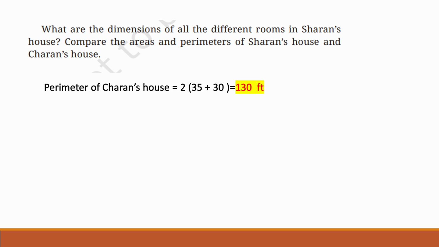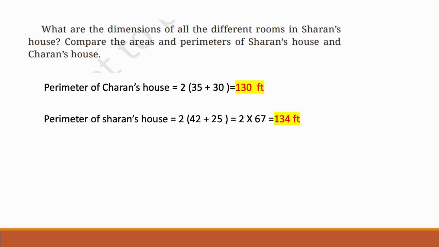Okay, perimeter of Charan's house is 2 into 35 plus 30. That is 130 feet. Perimeter of Sharon's house is 2 into 42 plus 25. 42 plus 25 is 67. So 2 into 67 is 134 feet.